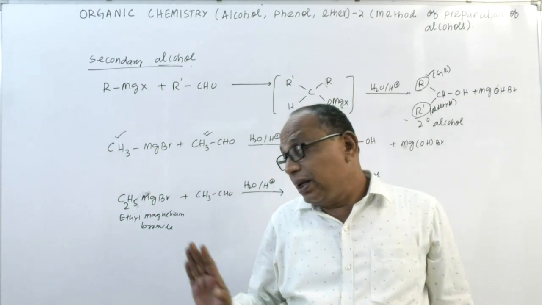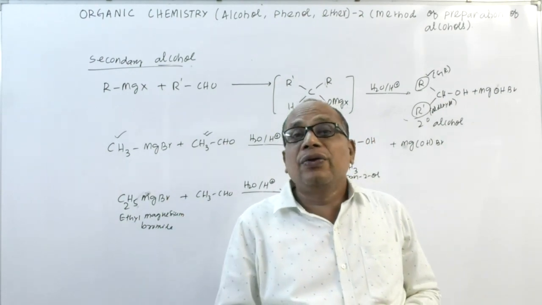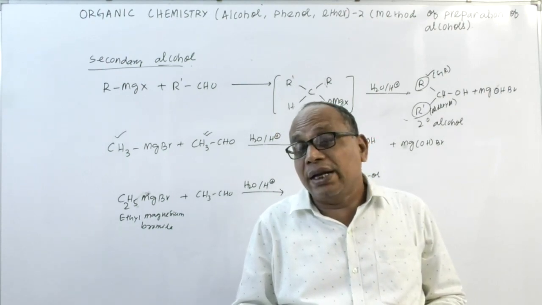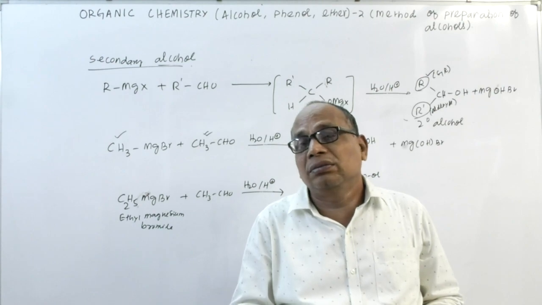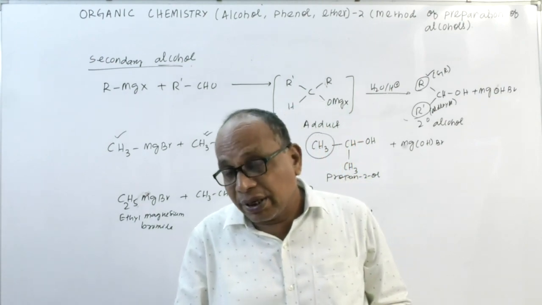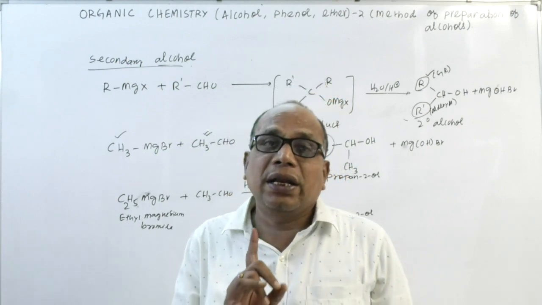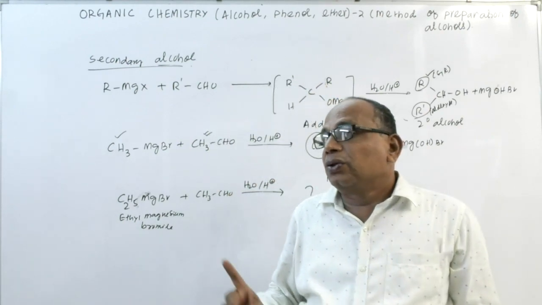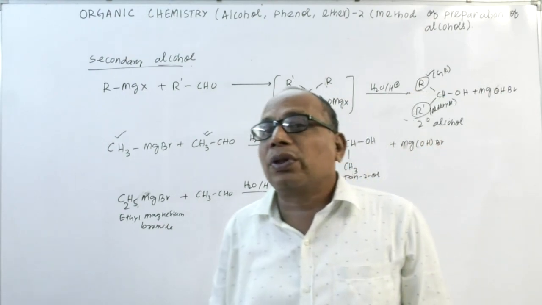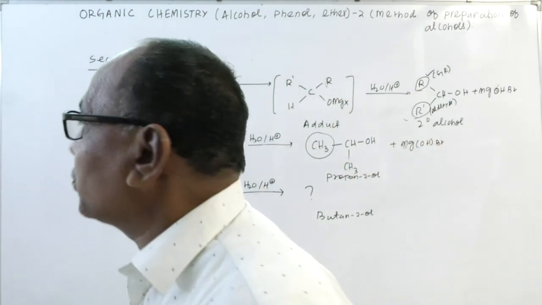Mind it, by using Grignard reagent, you cannot prepare methanol, that is your primary alcohol, methyl alcohol, because methyl alcohol contains one carbon atom. So here you have to prepare alcohols that have more than one carbon atom.